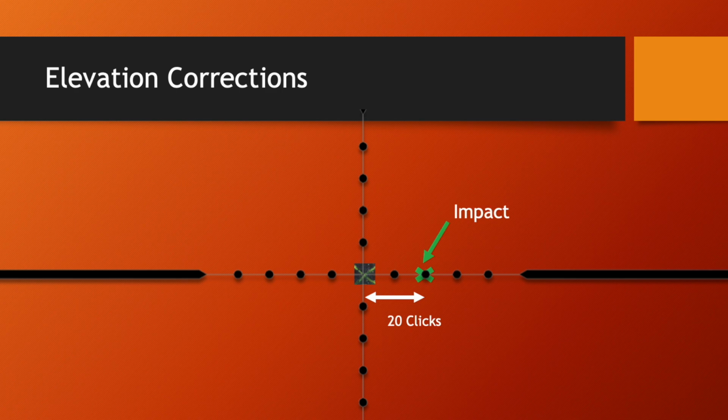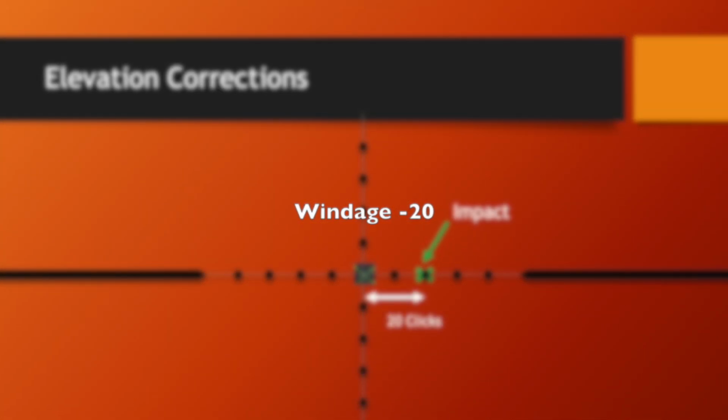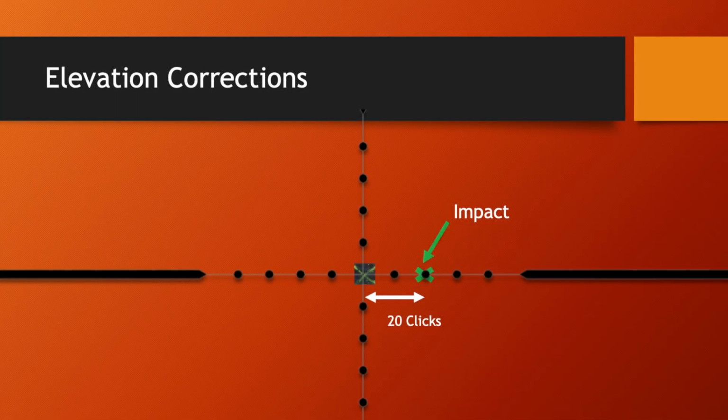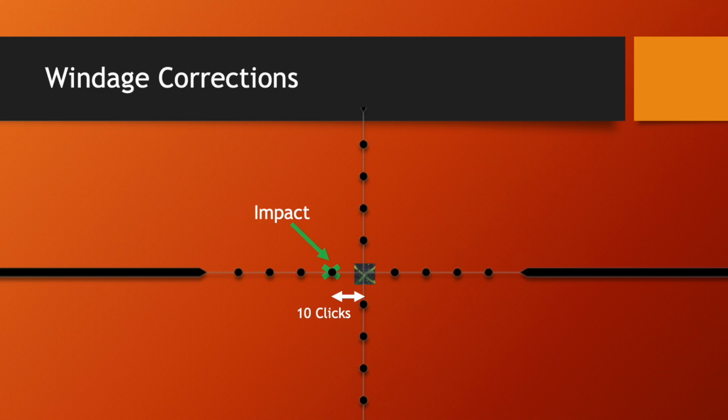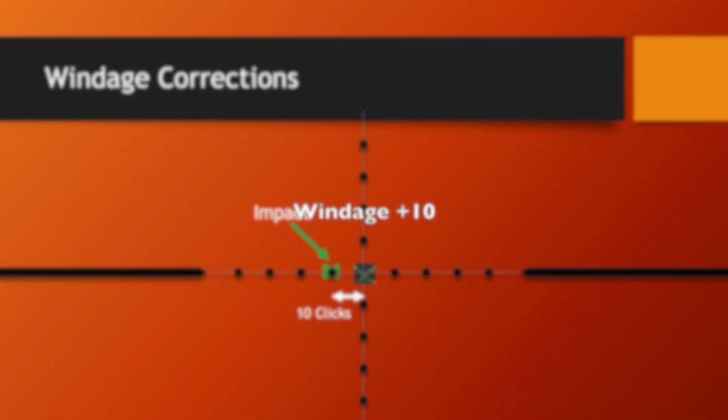The same applies to windage. If the shot is too far to the right by 2 dots, it means it is 20 clicks too far right. The shooter should adjust the windage 20 clicks to the left with the command windage minus 20. Similarly, if the shot is too far to the left by a dot, it means it is 10 clicks too far left. The shooter should adjust the windage 10 clicks to the right with the command windage plus 10.